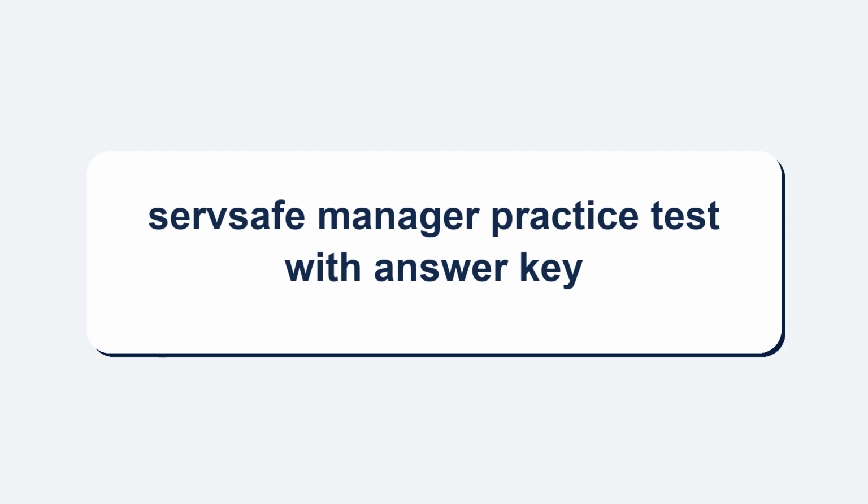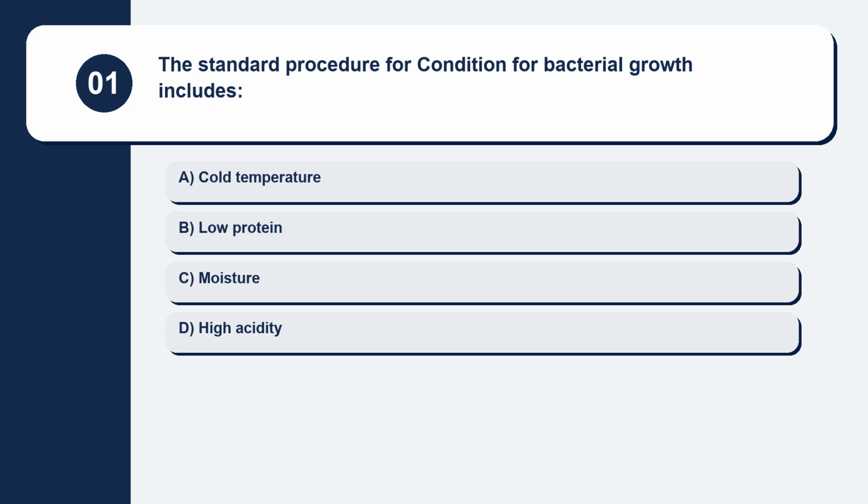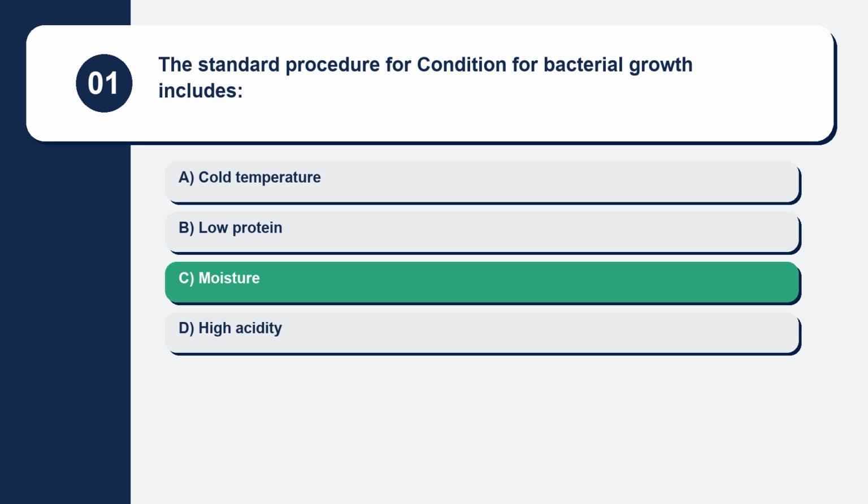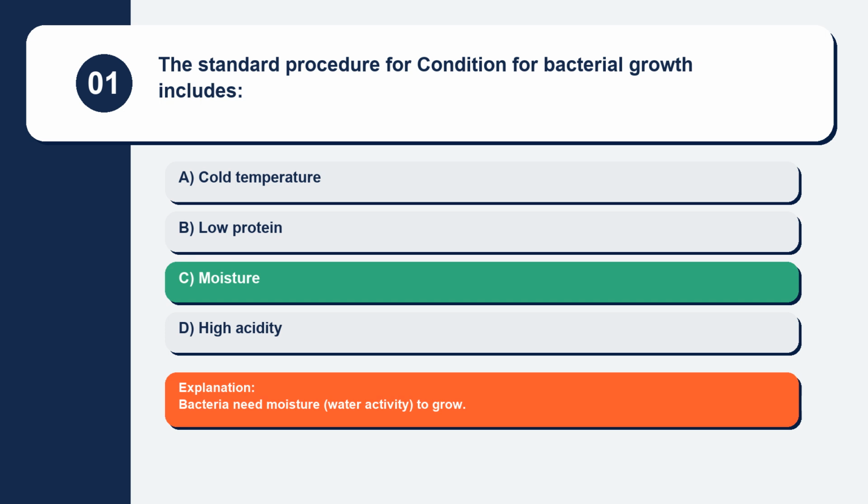ServSafe Manager practice test with answer key. Question 1. The standard procedure for condition for bacterial growth includes cold temperature, low protein, moisture, high acidity. Bacteria need moisture, water activity, to grow.